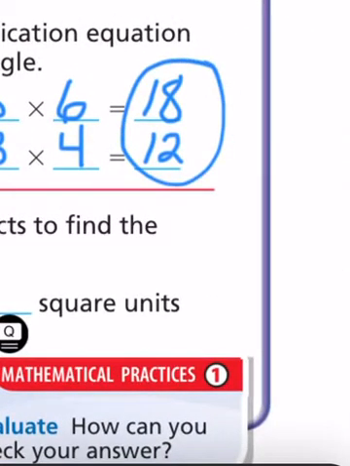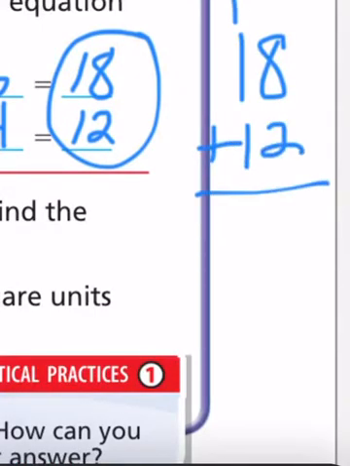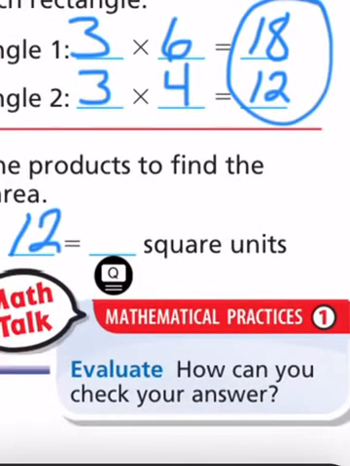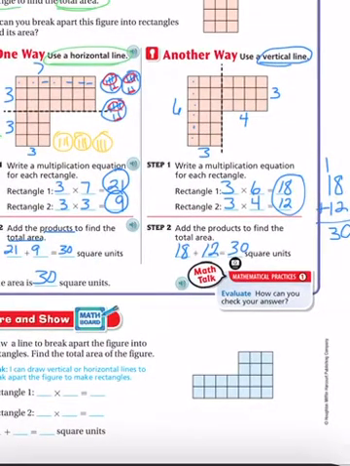Same thing, we need to add up the areas of the two smaller rectangles. 18 plus 12. And I'll do that here on the side. 18 plus 12. 8 plus 2 is 10. Add up my tens now. I have 3 of those, and that is 30 square units. Same answer we got in the first section.